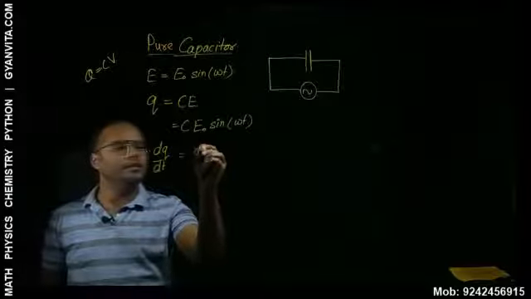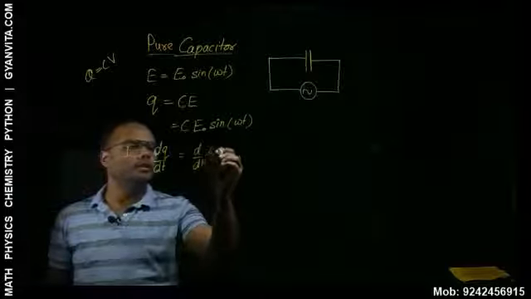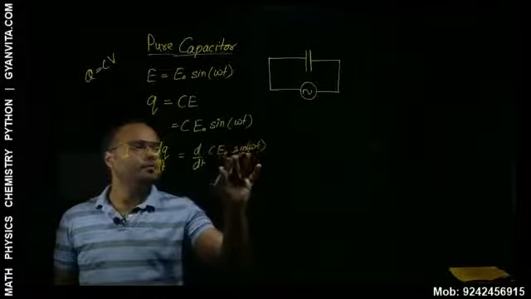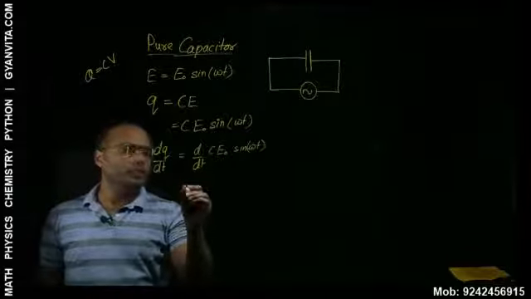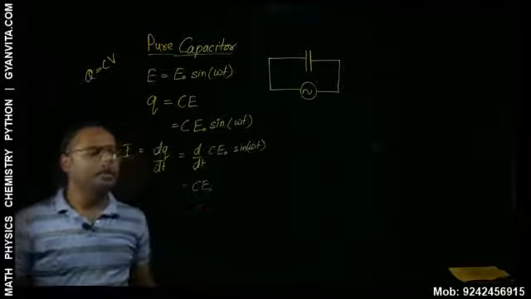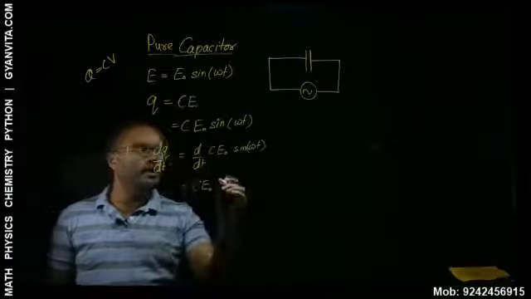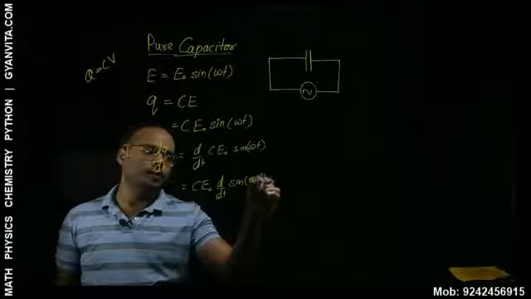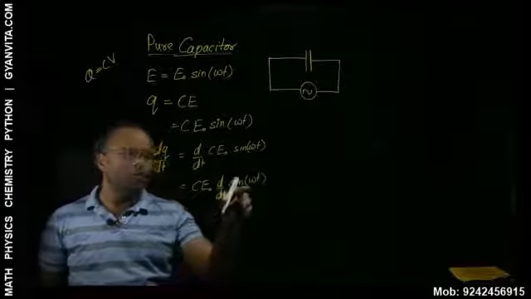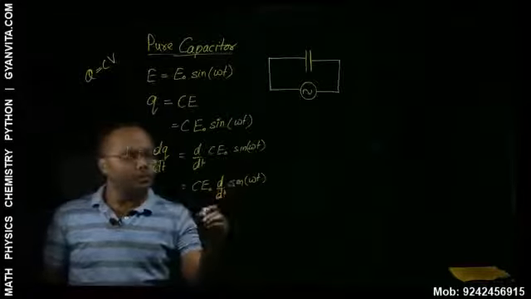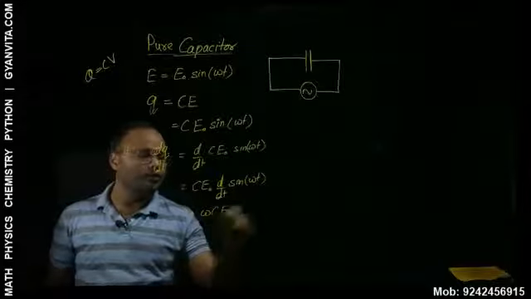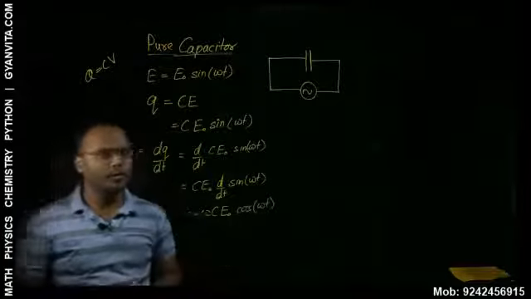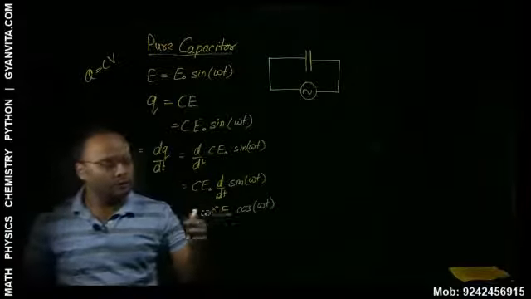So that means it will be d by dt of C E naught sine omega t. In this, C and E naught are constants, they'll come out, and you just have to differentiate d by dt of sine omega t, which is again simple. This will be omega cos omega t. So this is omega C into E naught into cos omega t. Earlier we had minus cos omega t, but now you are having just plus cos omega t.